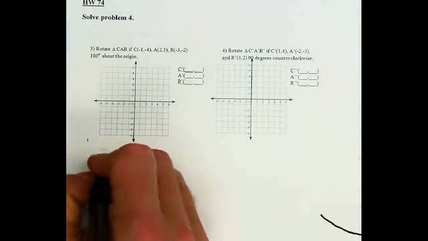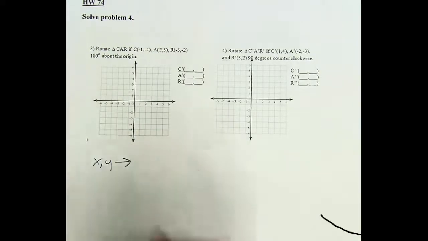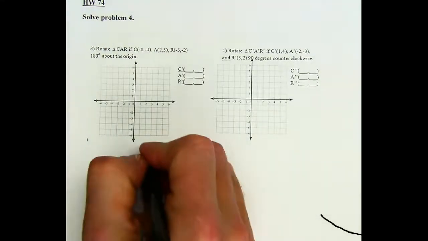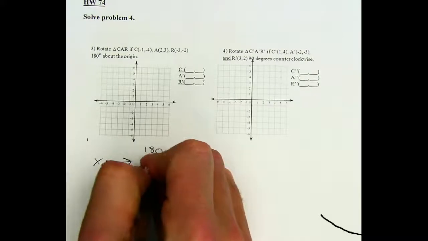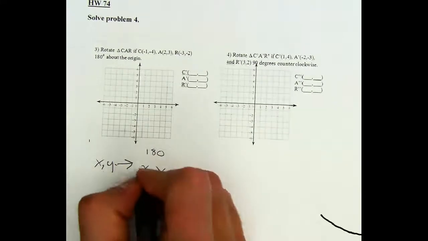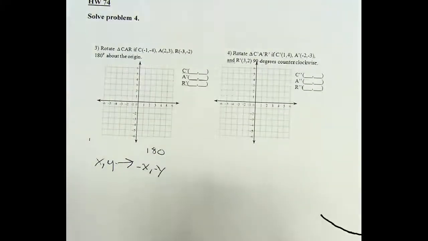All right, we're now dealing with rotation. So again, we start with X, Y. There are 3 rotations. There's 180, and that's easy. You keep the X and the Y the same, and you just change them to their opposite.